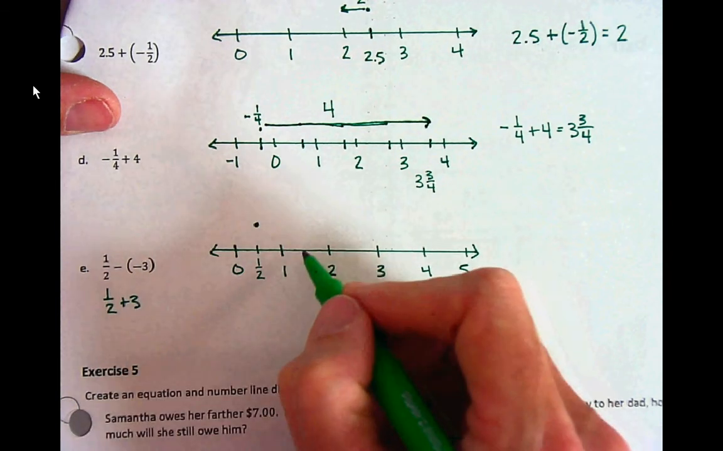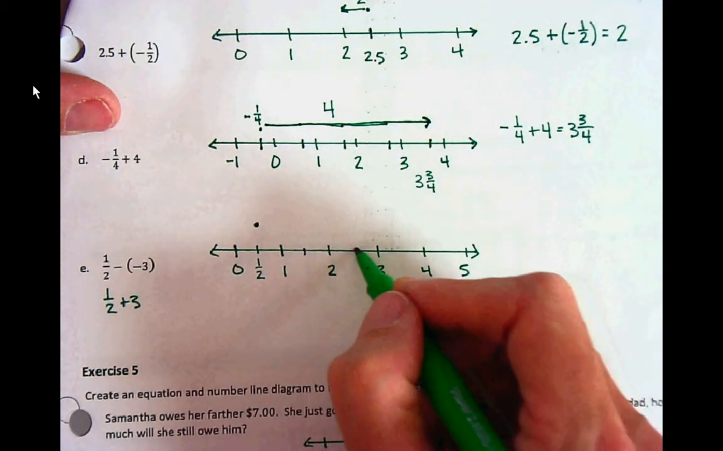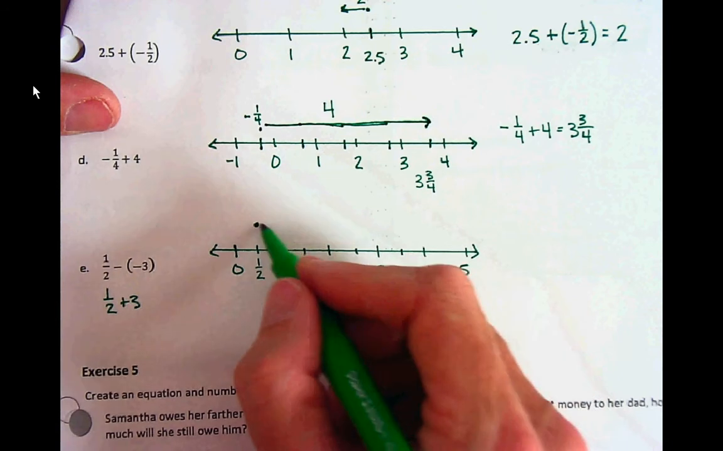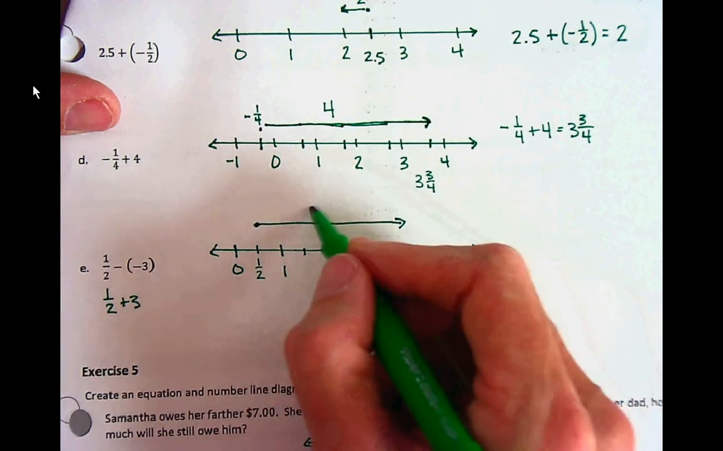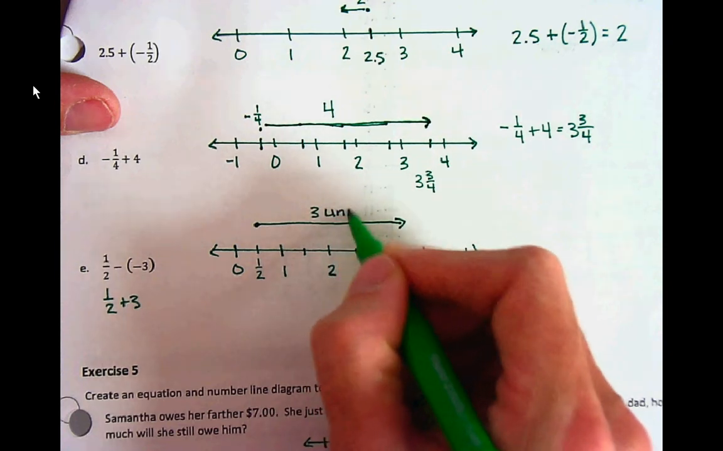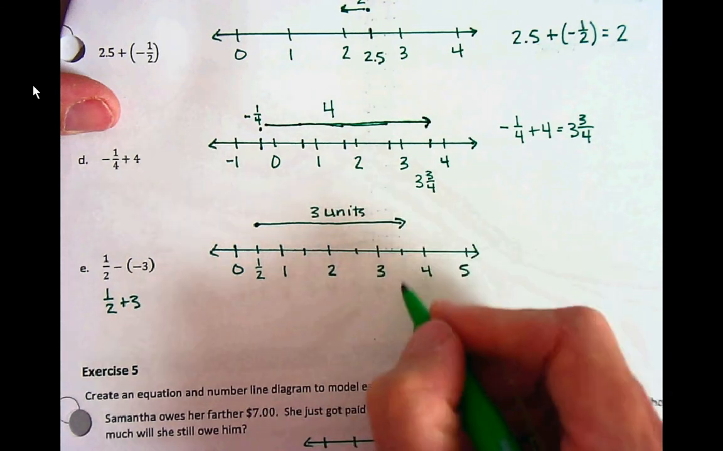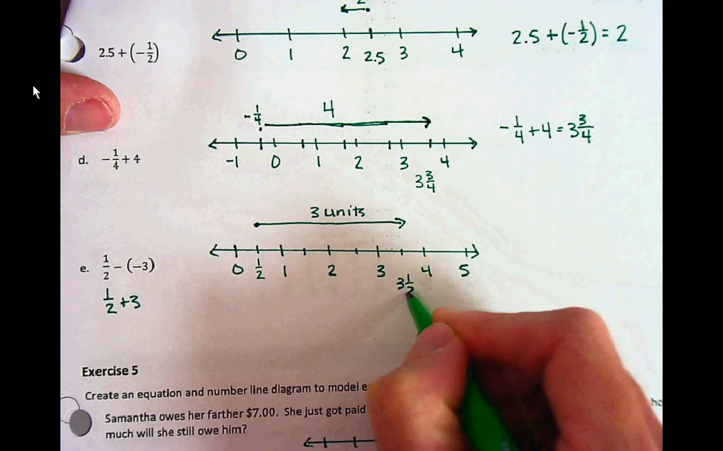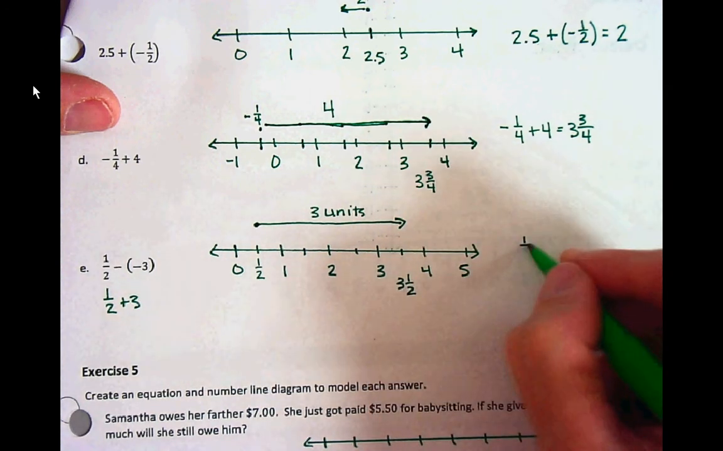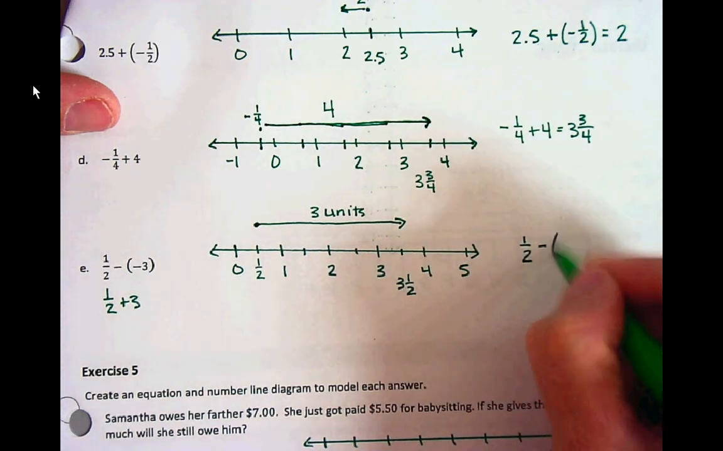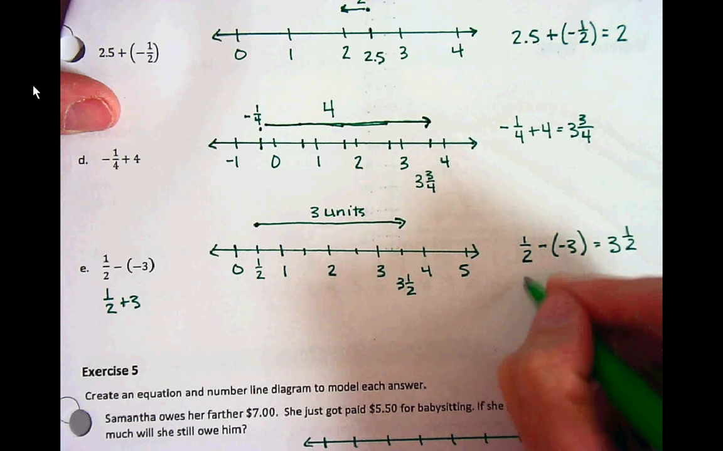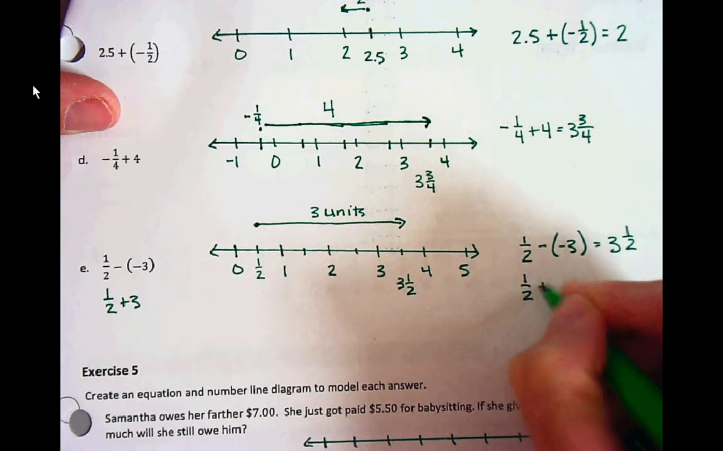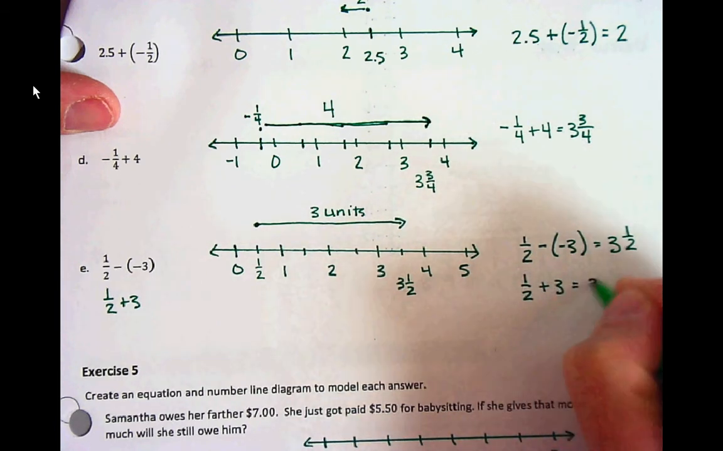So I'm going to add 1, 2, 3. Well, that's going to take me, if this is 3 units, to 3.5. So 1/2 minus a negative 3 is equal to 3.5. The same as 1/2 plus 3 is 3.5.